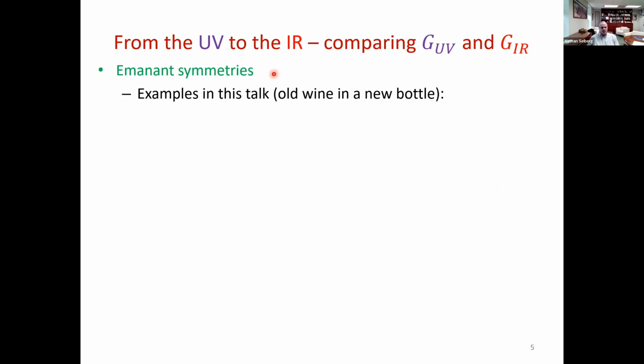There are lots of examples of that. I refer to them as old wine in a new bottle because every one of these examples had been studied earlier in a lot of detail. I will just phrase that in a slightly different language. I'll present a few examples in the talk, depending on how much time I have.